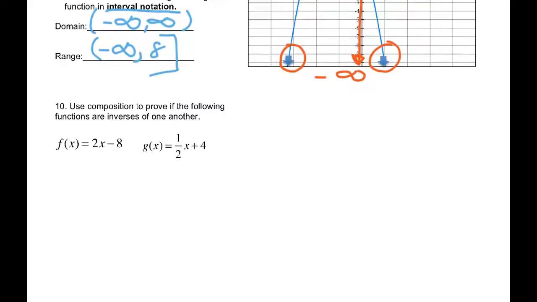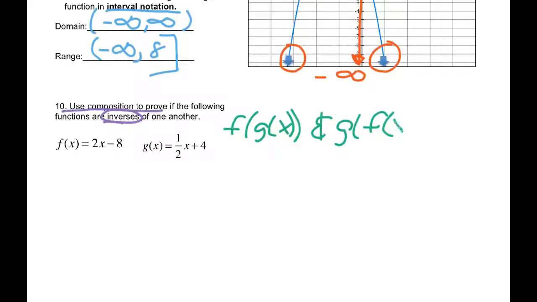And number 10. This time we're doing composition again, but this is for a purpose. We're using composition to prove that two functions have an inverse relationship. And in order to do that, we know that we have to use composition in both directions, meaning we need to put g of x into f, and if that works, we need to go the other direction. We need to put f of x into g. All right, so let's start with the first one. So if we take our g of x, which is 1/2 x plus 4, and we put that into function f, that rule is 2 times that input minus 8.